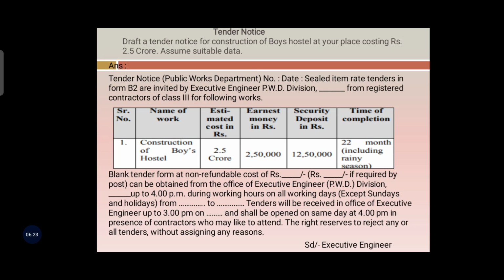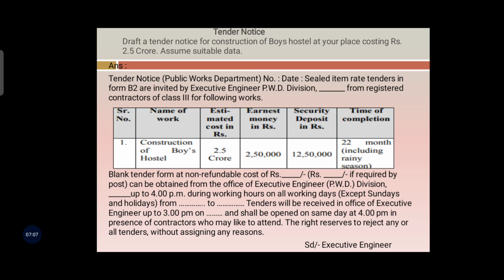Then it can be obtained from the office of the executive engineer divisions up to date. Then during the working hours, on all working days except Sundays and holidays, these are received by the executive engineer up to 3. So here you have to mention how much time it can be taken, who is going to take it, how long it will remain, the submission time, and when they are going to open the tender. You have to mention all of this. It shall be opened at 4 PM in presence of contractors who may like to attend.